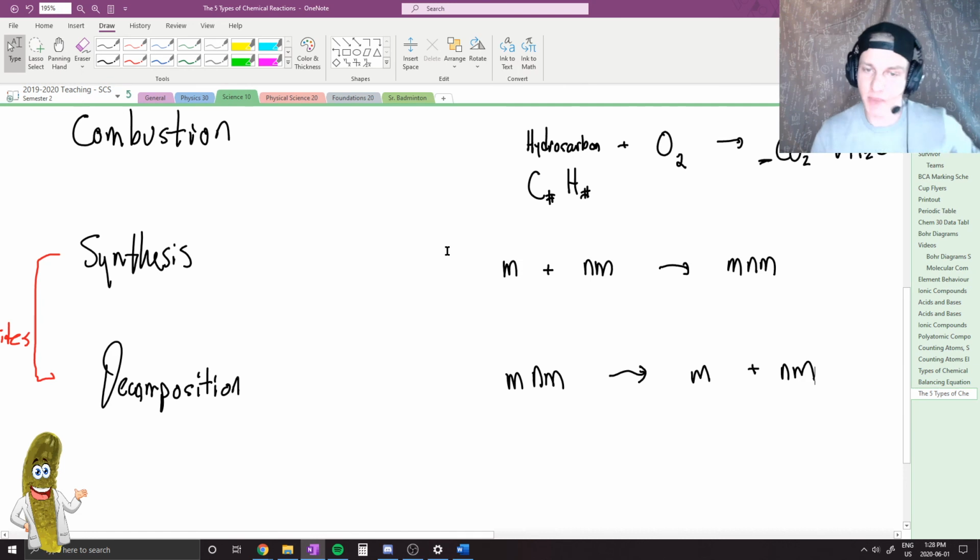And those are the 5 basic types of chemical reactions, generally how they look without being specific about the elements or compounds included.